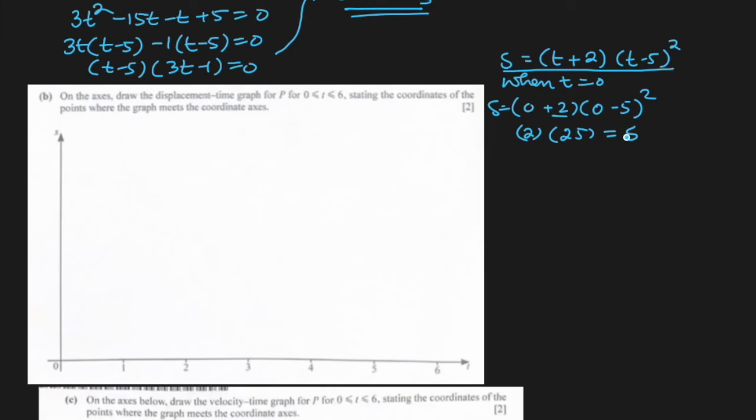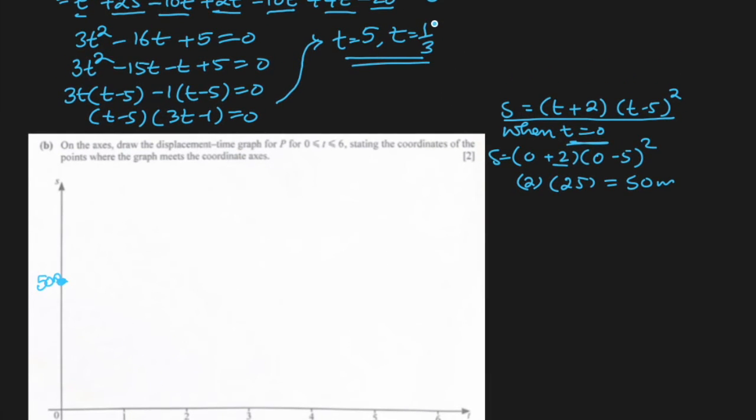That means 50 meters. When time was 0, at the starting, it was already at 50 meters away. Let's say 50 meters is somewhere here, and this is where our graph will start. Then it goes away from O. We have two turning points, right? t equal to 1/3, this one was earlier. So when t equals 1/3, it will turn back.